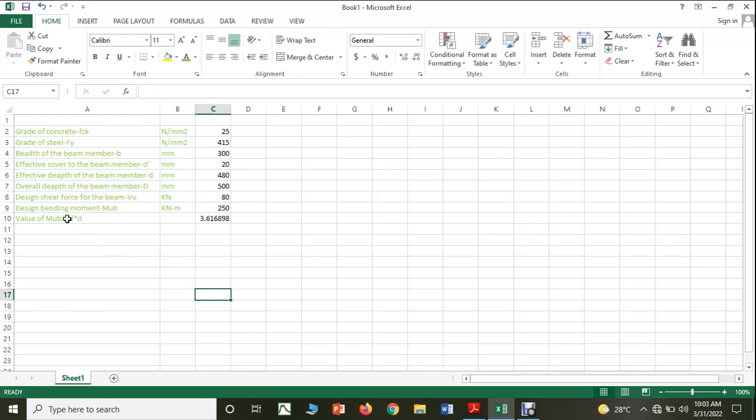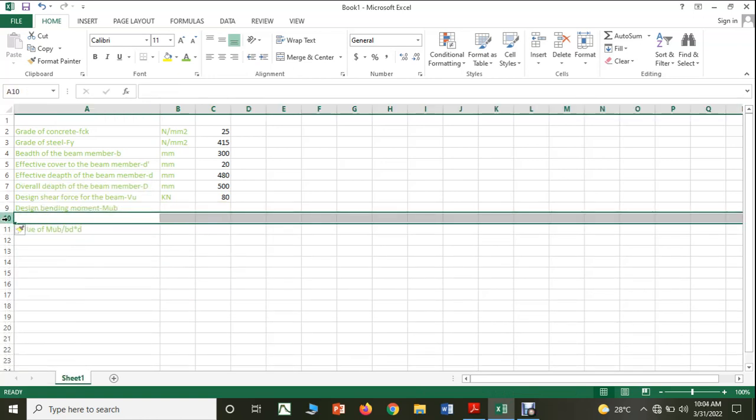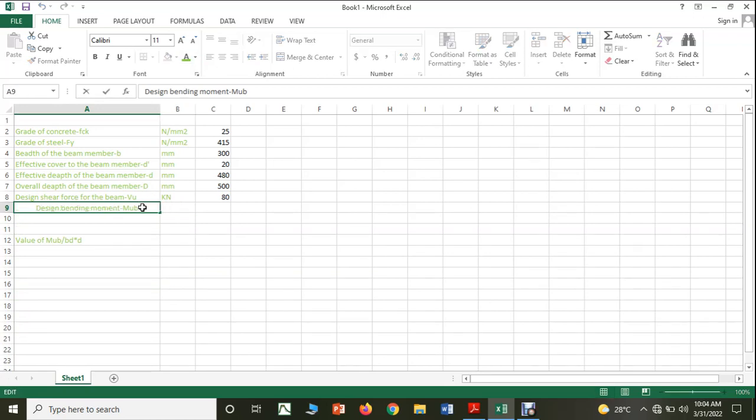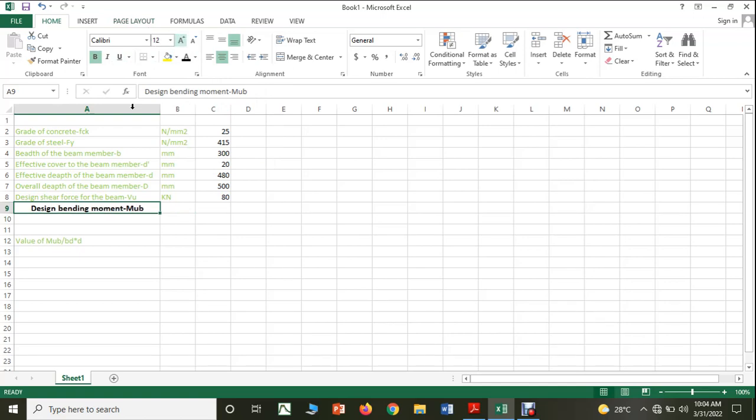Now when it comes to the design bending moment Mu_b, let us delete this. Let me insert two columns, and make one common row here, so let us merge this and make it bold and black, because in this I'll be having two values. The first one will be the design positive bending moment.